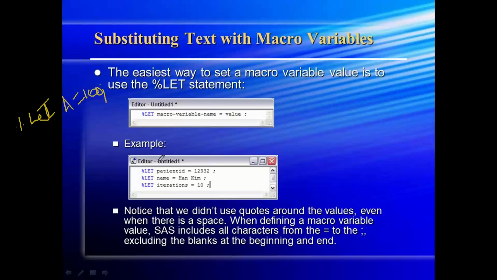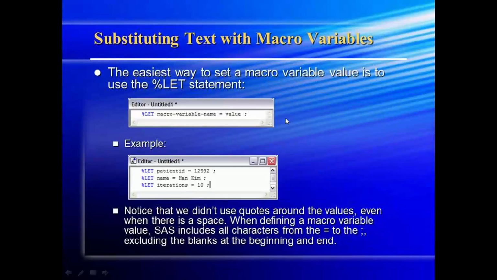Here, when I'm creating, these are some examples: patient ID equals something, name equals something, iterations equals something, different variables and the values are created. Why have we created this? When we create macro variables, macros have the capability to identify all numerical and character values. There is no specific requirement that you have to give a dollar sign to it. So that is not required for us. This is how we can create macro variables.